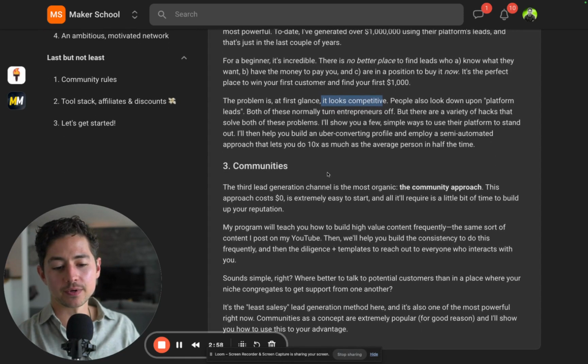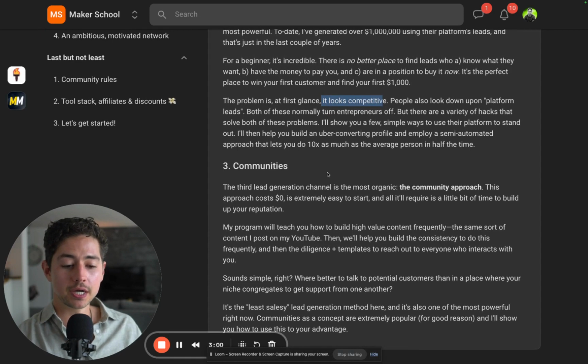And then the last method that I want to talk about is the community approach. And this is the most organic. It's the one that doesn't actually technically require any money, although you can certainly spend money if you want to grow. It's extremely easy to start. All it really is going to require is just your time to build a little bit of a reputation.